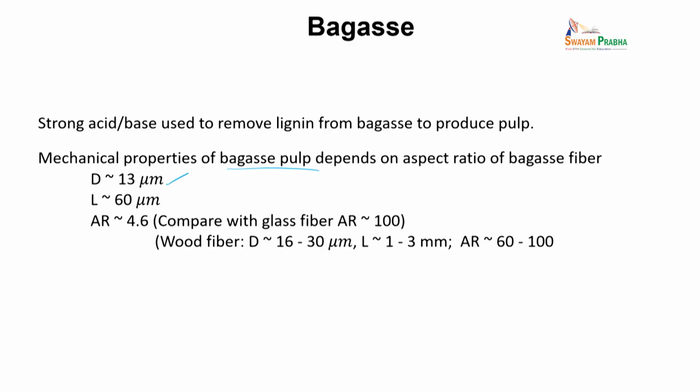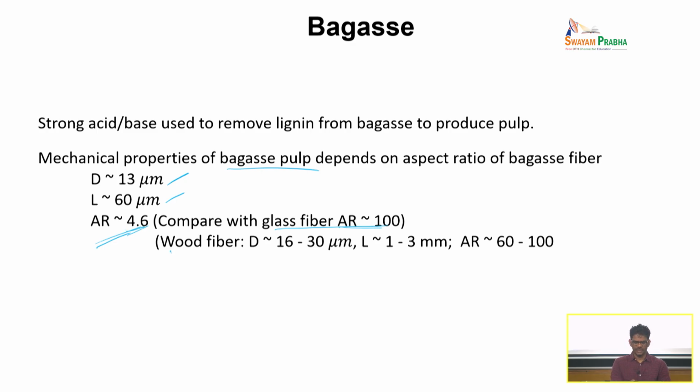Typically these bagasse pulp fibers would have a diameter of roughly between 10 to 13 micrometers, and the length can be anywhere between 50 to 60 micrometers. So if you think about the aspect ratio, we are talking about a 4 to 5 aspect ratio. The glass fiber that we use as a reinforcement in many of the polymers is typically around 100. Whenever you try to use a fiber as a reinforcing material for strength, you need a high aspect ratio, of the order of 100. But the cellulose fiber obtained from sugarcane bagasse has about 5.